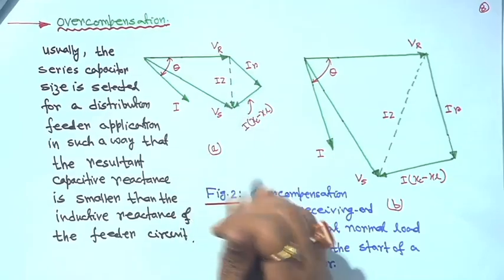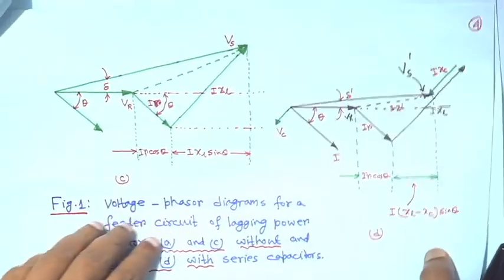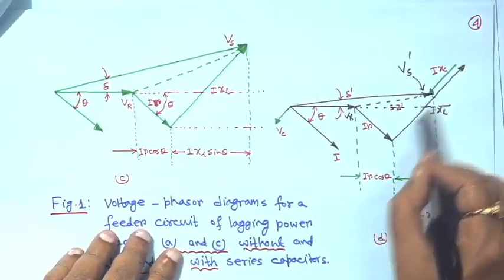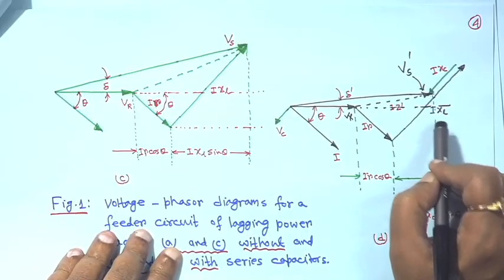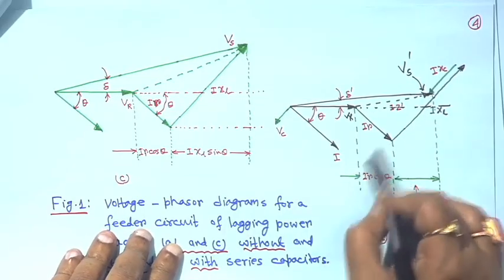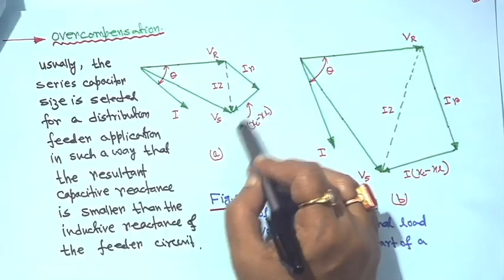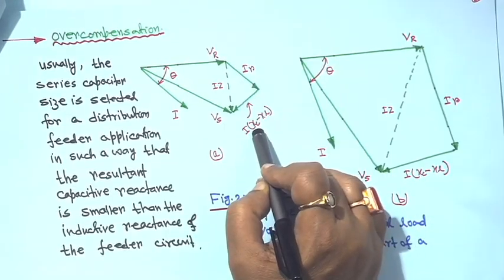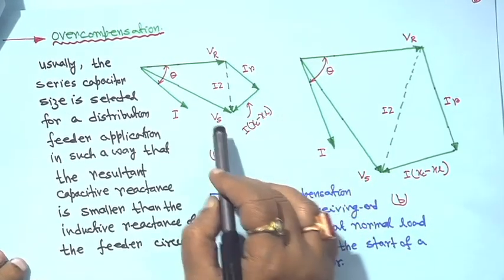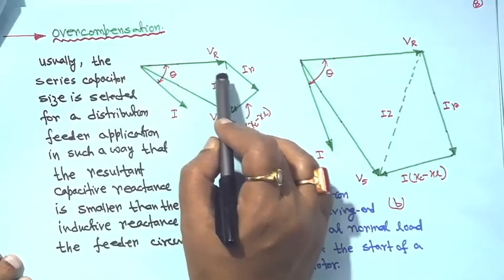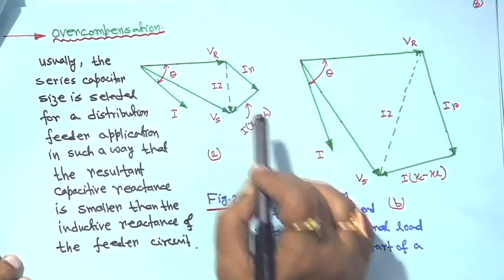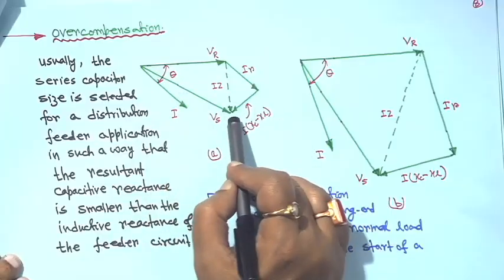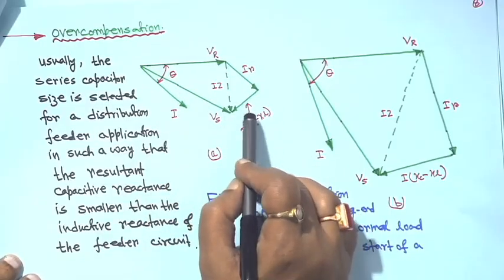Earlier, as long as XL was greater than XC, the phasor diagram was on this side. But if XC is greater than XL, then XL minus XC is negative, and it will move to this side. That is why I (XL minus XC) in this phasor diagram is on this side. This is your V; this angle is never 90 degrees except in some special case, it is just my drawing. This angle is theta, and this is your sending end voltage for the overcompensation case.